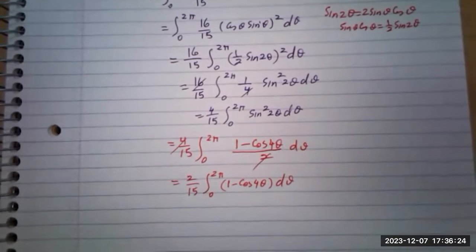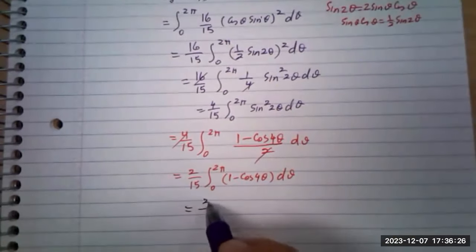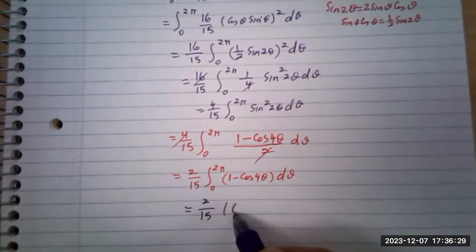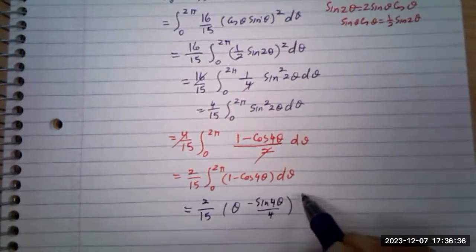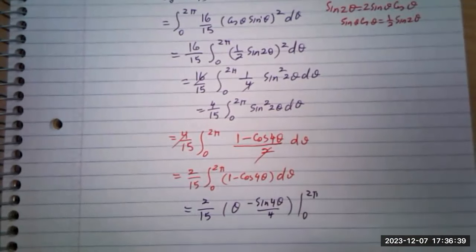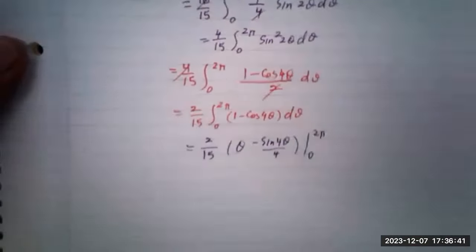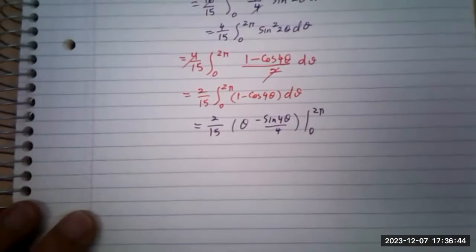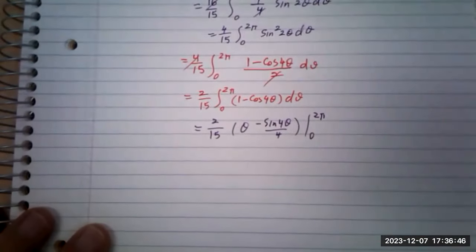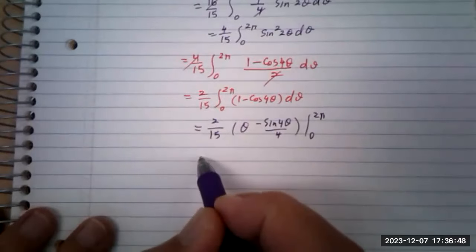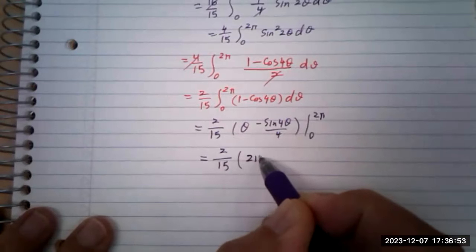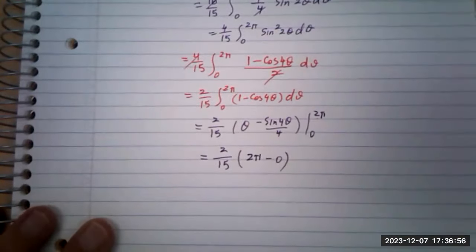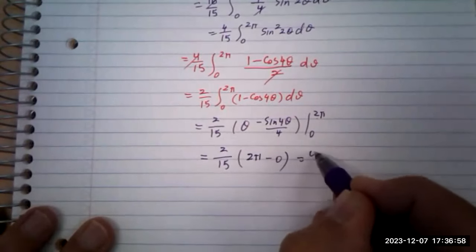Eventually, we can find this integral. It's 2 over 15. The integral would be theta, and the integral of a cosine is sine, minus sine of 4 theta divided by 4, evaluated from 0 to 2 pi. Sine of 2 pi, 4 pi, 6 pi is 0. Sine of 0 is 0, so we can drop the second part. Just find the value of theta. So it's going to be 2 over 15 times 2 pi. Everything else would be 0. So the final answer is 4 pi over 15.